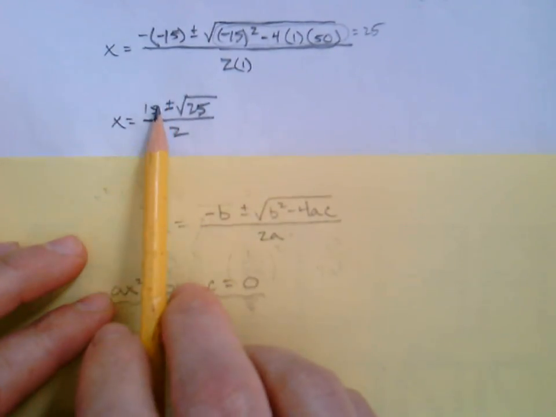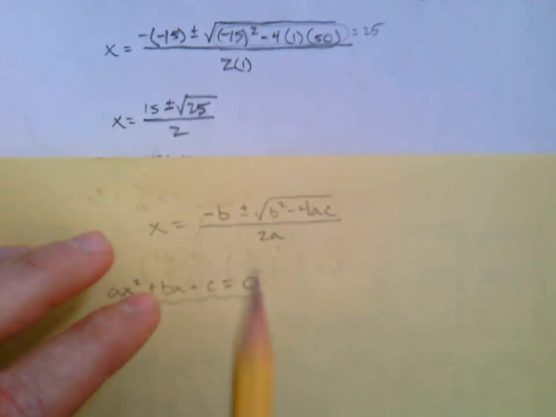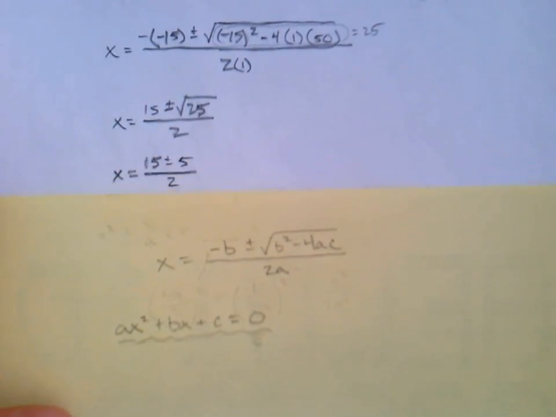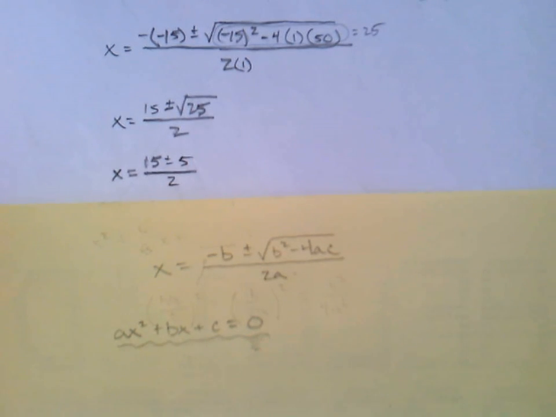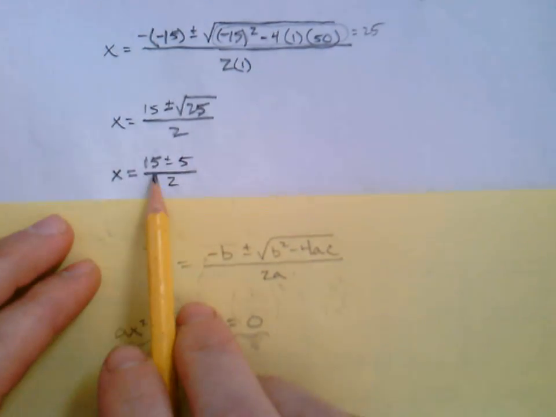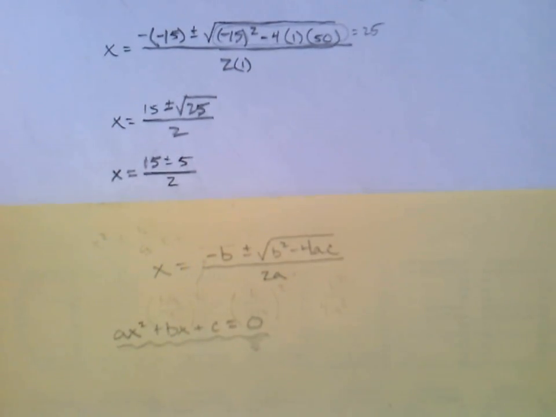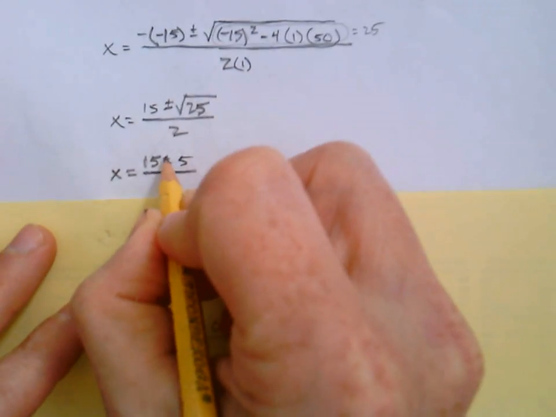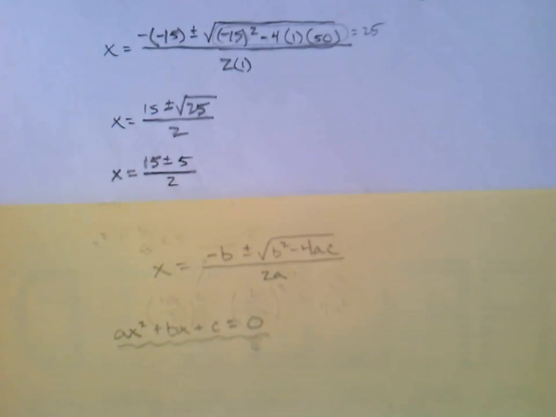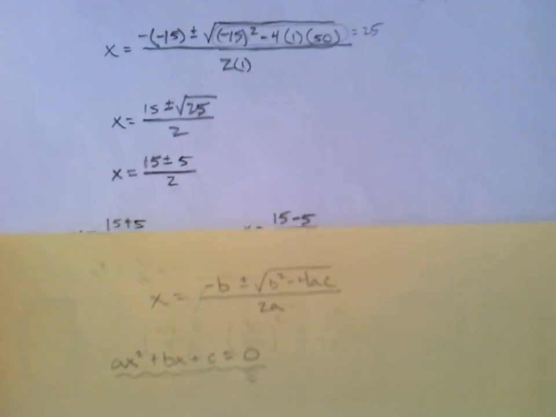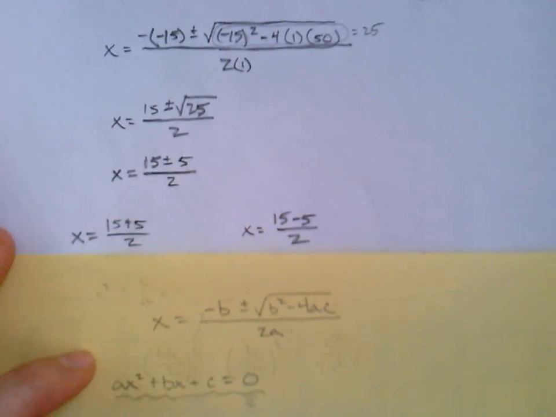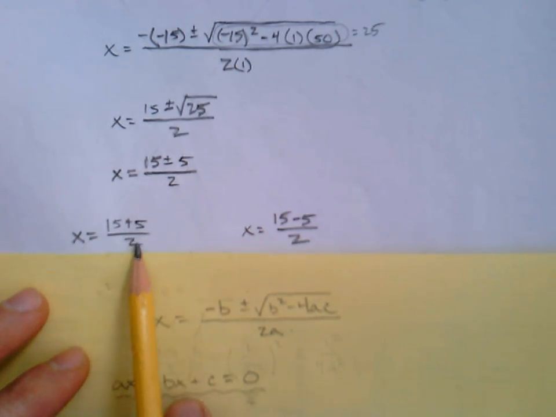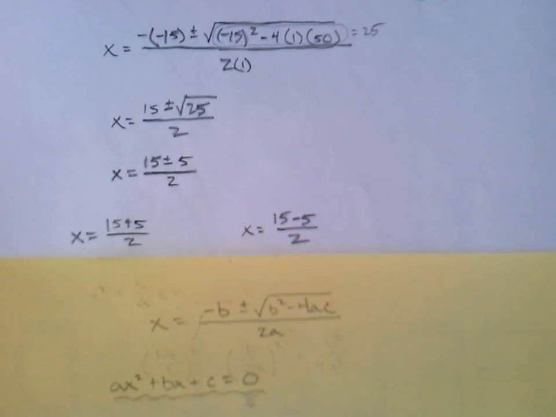Did my negative. All that's 25, 2 times 1. Hey, this is really great because the square root of 25 is simply 5. There's no i or anything else. So x equals 15 plus or minus 5 all over 2. And now, because I can go further, I'm going to write the two separate statements. x equals 15 plus 5 over 2, and x equals 15 minus 5 over 2. And these will give me my two final answers.